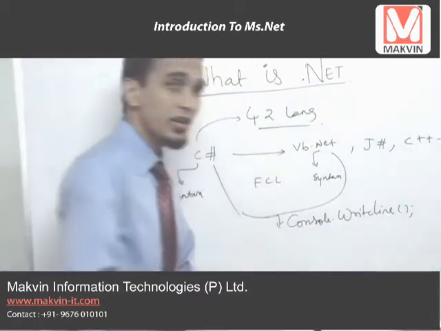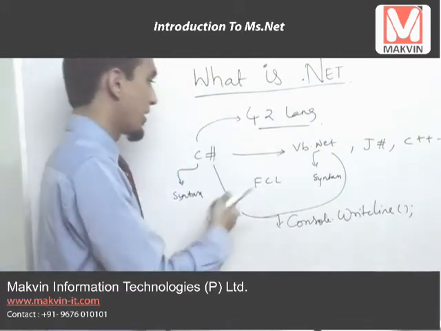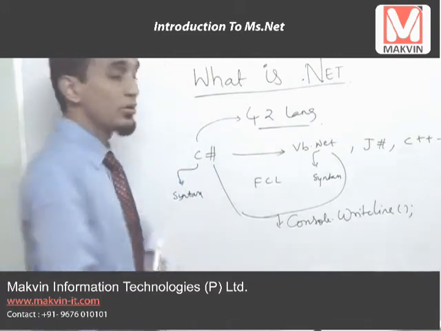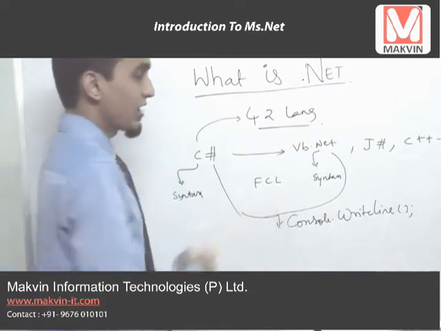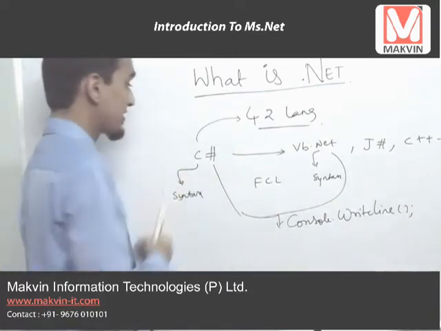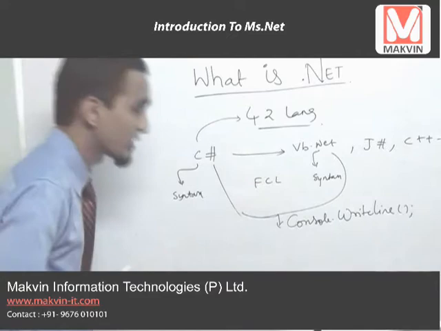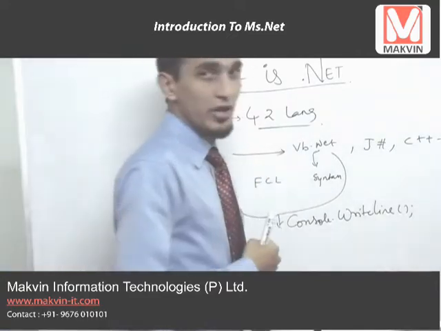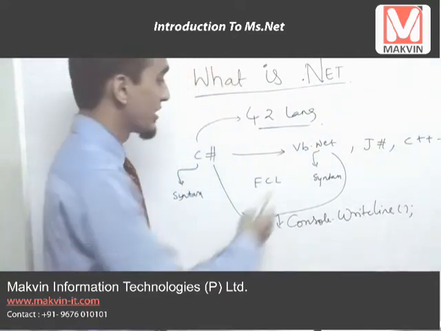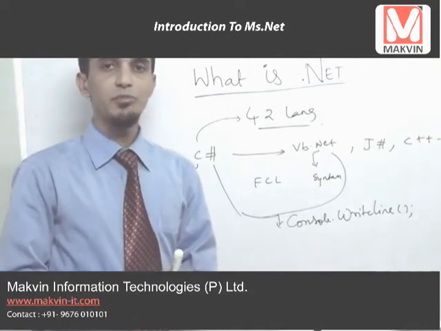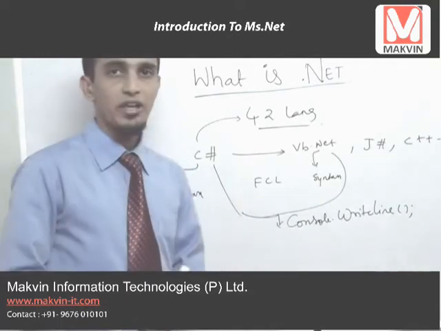To move from C# to VB.NET, it would take 2 days for me. What do I need to do? I need to learn only the syntax, whereas the class library remains the same. In C#, if you want to print something, we might be using Console.WriteLine, and in VB.NET, if you want to print something, we might be using Console.WriteLine. The same thing is used in any programming language.